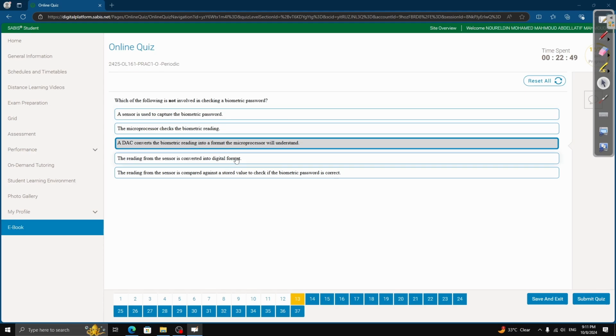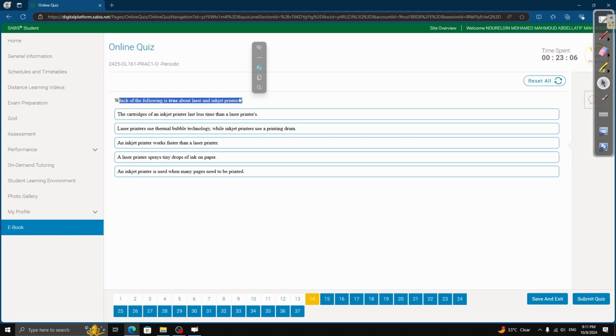But just in case, let's continue. The reading from the sensor is converted into digital format via the analog to digital converter. The reading from the sensor is compared against the stored value to check if the biometric password is correct. This is what happens in a microprocessor.